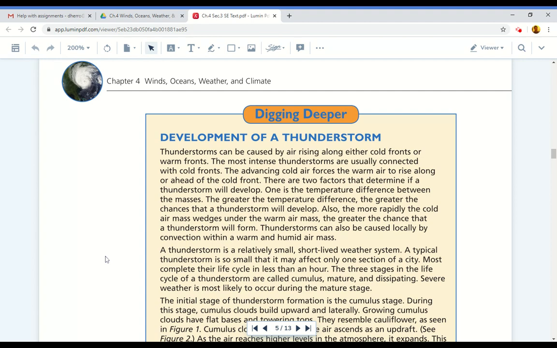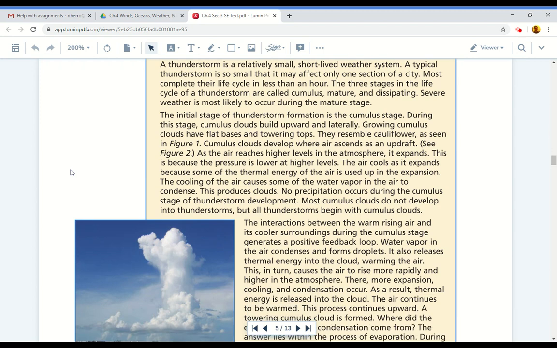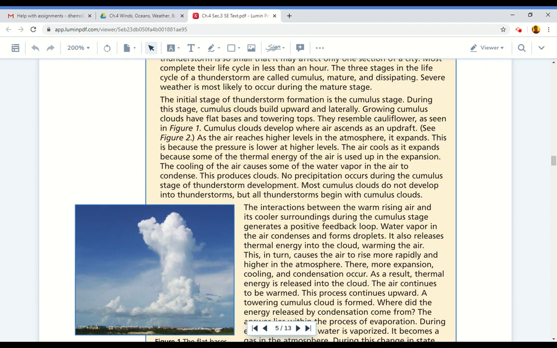A thunderstorm is a relatively small, short-lived weather system. A typical thunderstorm is so small that it may affect only one section of a city. Most complete their life cycle in less than an hour. The three stages in the life cycle of a thunderstorm are called cumulus, mature, and dissipating. Severe weather is most likely to occur during the mature stage.